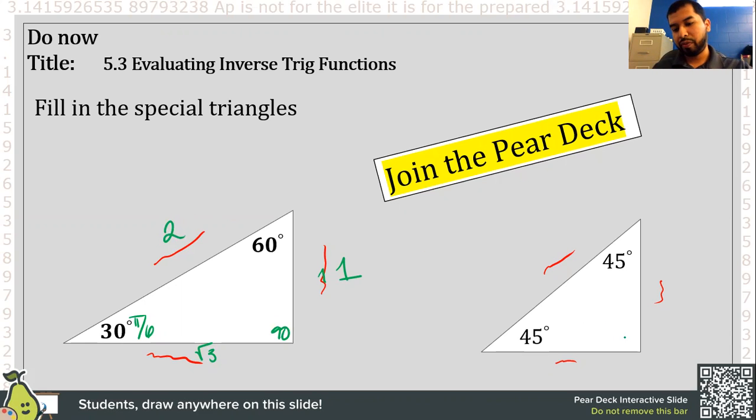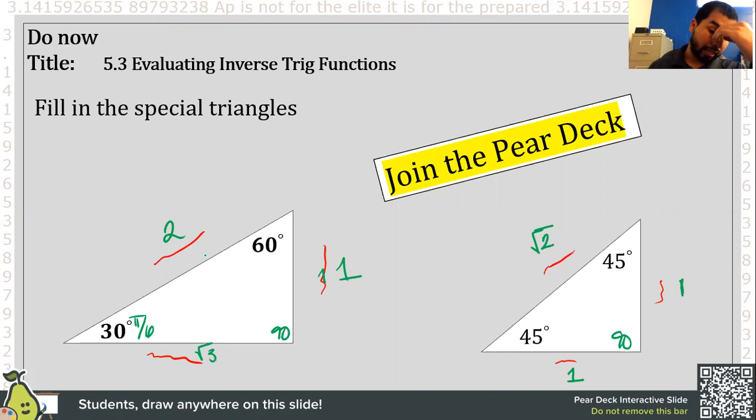For the 45, 45, 90, we can see that the length that comes from the 45 is a 1. The 45 here also creates a 1. And for the 90, we can use the Pythagorean theorem. That gives us a square root of 2.